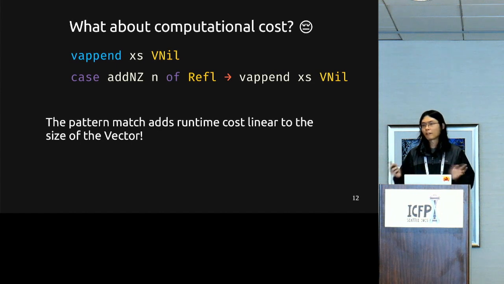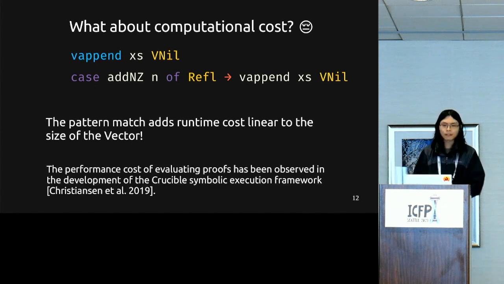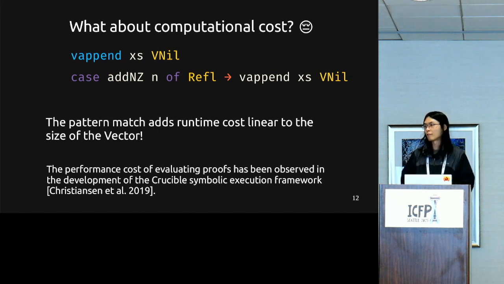So just to be fair, append nil is not a useful function. I personally would never write it in practice. But we can still draw a comparison between append nil and its counterpart when we are writing the same function for the plain list without the length index. So by using dependent types, we write safer programs, but now we have this unnecessary performance cost. And in fact, there are more practical programs you can write, and you would run into the same issue with proof evaluation. This has been observed in the development of the Crucible symbolic execution framework, which is implemented using Haskell with the dependently typed features, or I guess the fancy type features.